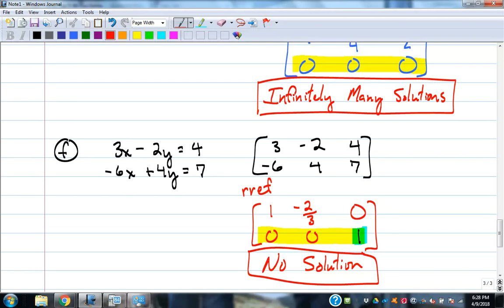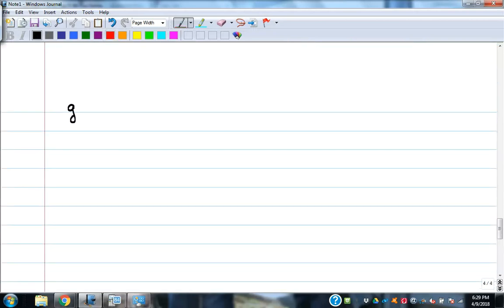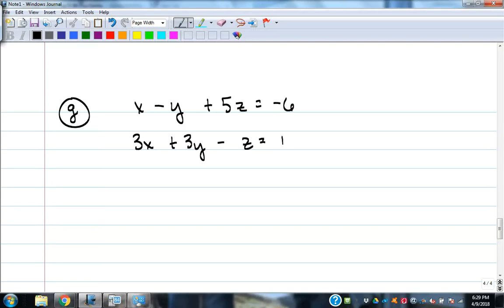All right. So we've done 2 variable systems. Let's look at a 3 variable system and see how much the same it is. It's not any different. Okay. If we're looking at a 3 variable system, we got x minus y plus 5z equals negative 6. And the second equation is 3x plus 3y minus z equals 10. x plus 3y plus 2z equals 5. So a little bigger.